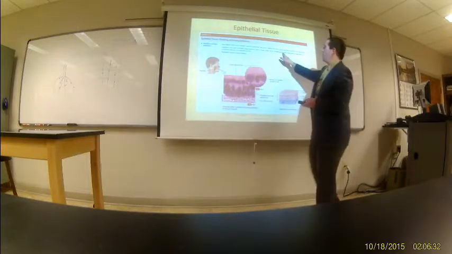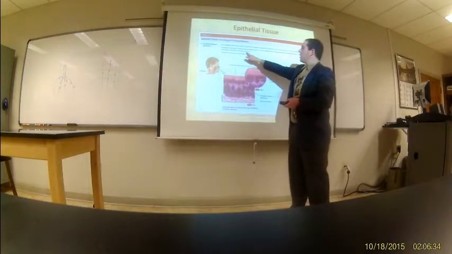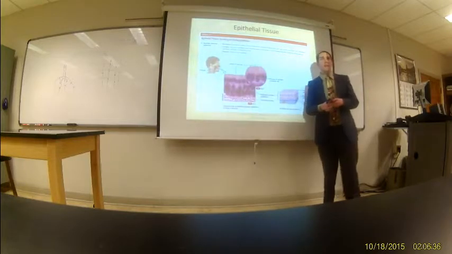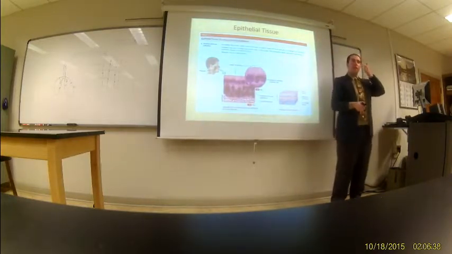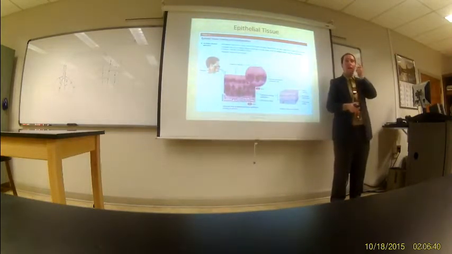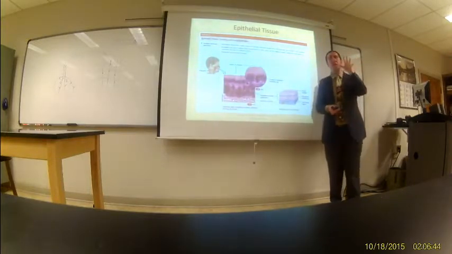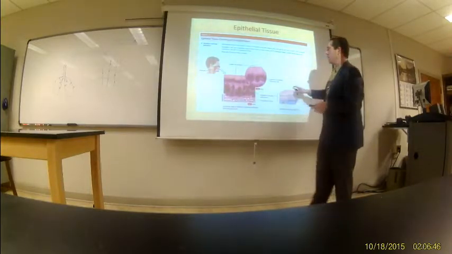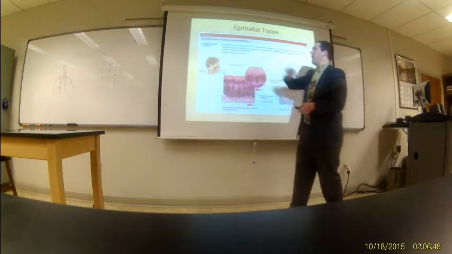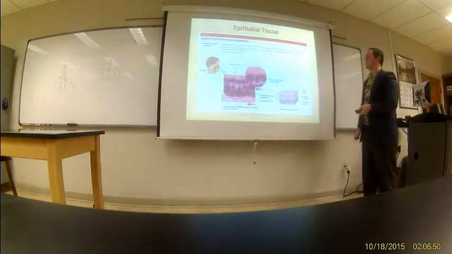And so also like the conjunctiva of the eye. The conjunctiva of the eye is a very, very thin coating over the eye and the inside of the eyelid that's going to secrete some lubrication. And so this is going to be used for protection and secretion.